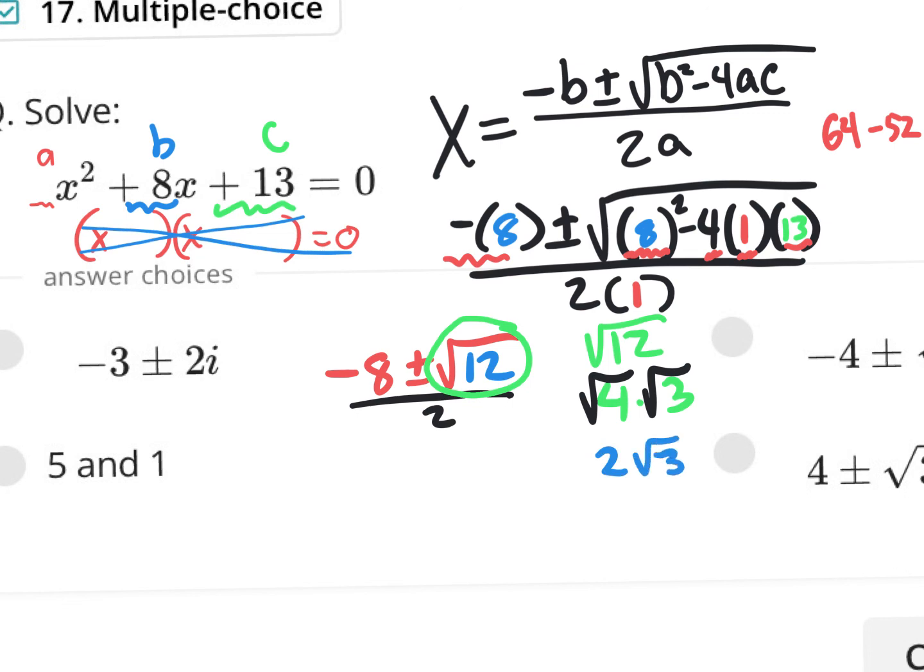So we're going to rewrite this whole thing. It's going to be a negative 8 plus or minus, but instead of the square root of 12, I'm going to put 2 square root of 3. And it is all over 2.